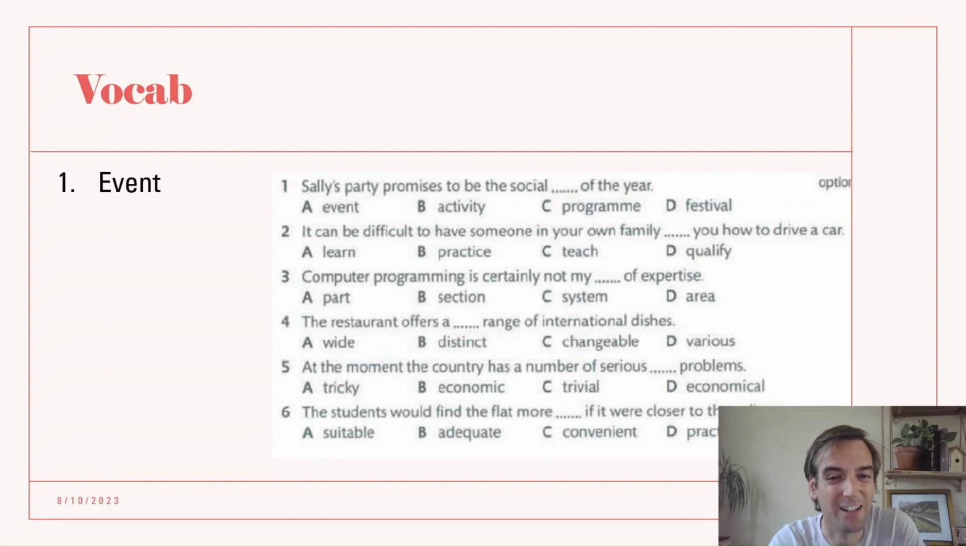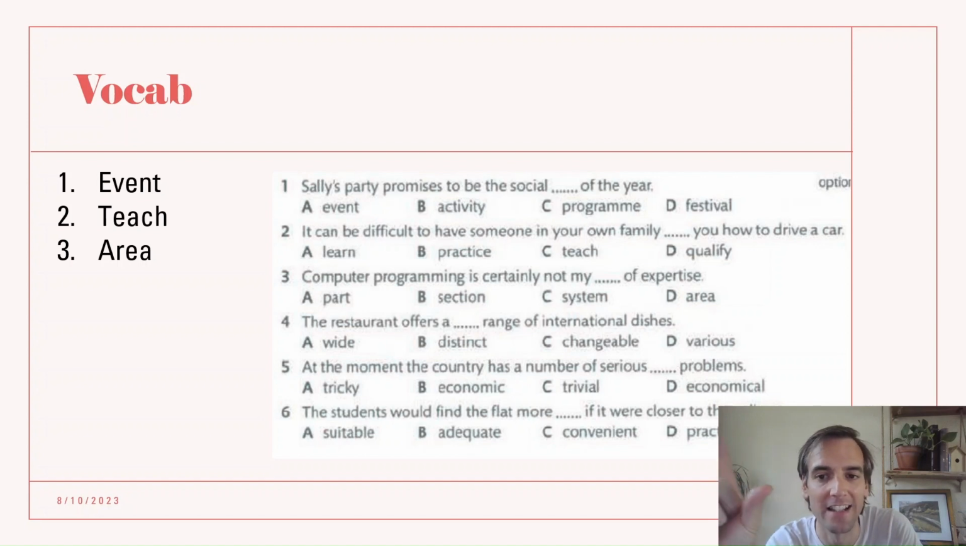Number 2, this one is a lot easier. Someone teaches you how to drive a car. That's context, isn't it? I teach you, you learn from me. The other words are related but don't fit understanding that sentence. Number 3, super common C1 phrase, an area of expertise. Expertise, also on part 3, always thinking about the different parts of the exam. Expert, expertise. But area of expertise is the phrase you'll find on part 1.